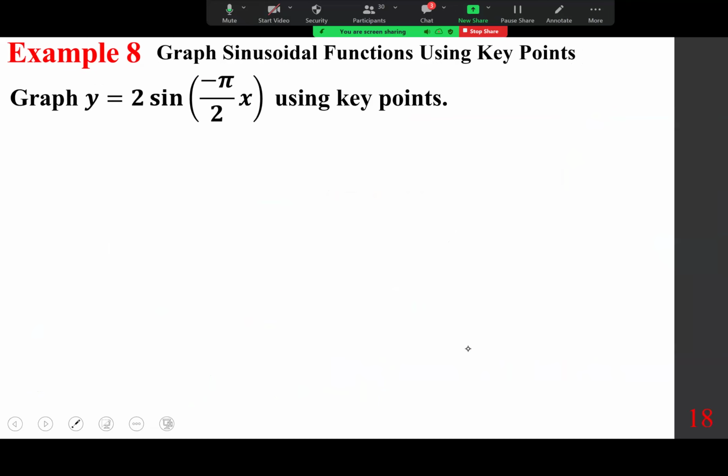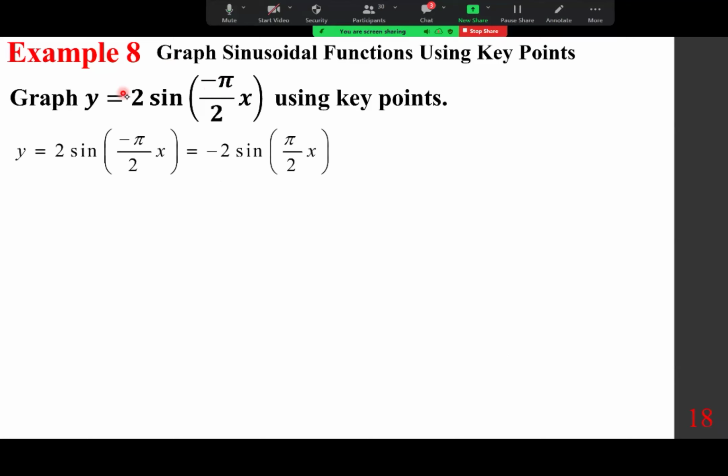What about y equals 2 sine of minus pi over 2 over x? Whenever you have a negative argument, you really want to get rid of the negative and make it positive by using the fact that trigonometric functions are either odd or even. Sine is an odd function, so this negative can come out, because sine of minus x is minus sine x.